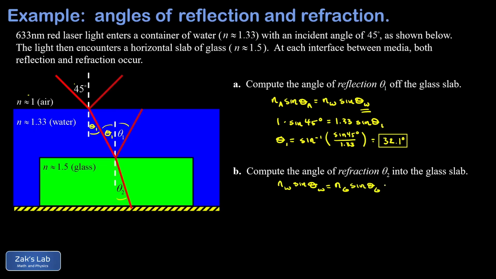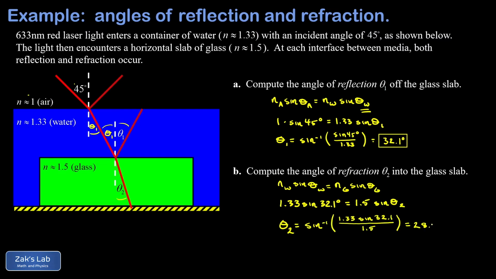And here I'm using a subscript of W for the water and G for the glass. And we plug in the index of refraction for the water, that's 1.33. Sine of that incident angle, which was theta 1 or 32.1 degrees. And then the index of refraction of the glass, that's 1.5. And the refracted angle into the glass, that's theta 2 from the diagram. So again, we just divide by 1.5 and invert the sine function. And when we run the numbers on this, we get 28.1 degrees for the refracted angle into the glass, and we're done.